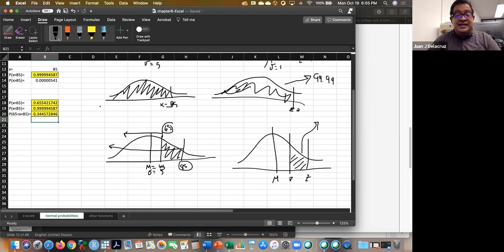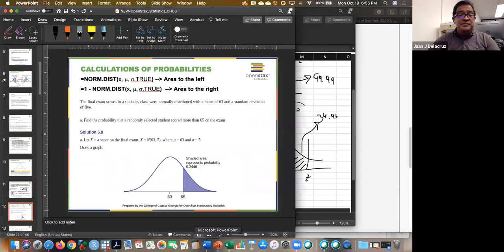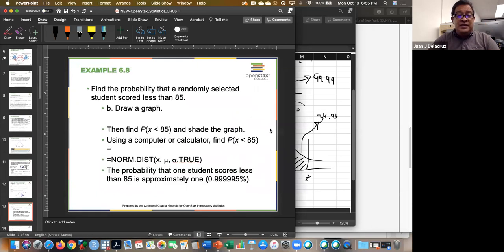So I can express it like this, 0.344, or I can say this is 34.46%, right? So that's going to be the case. So we have this area under the curve, okay? So that's basically what we did here. So we have the norm dist and the 1 minus norm dist. So this is to find the area to the right and to the left. So we find the probability that a randomly selected student scored less than 85.